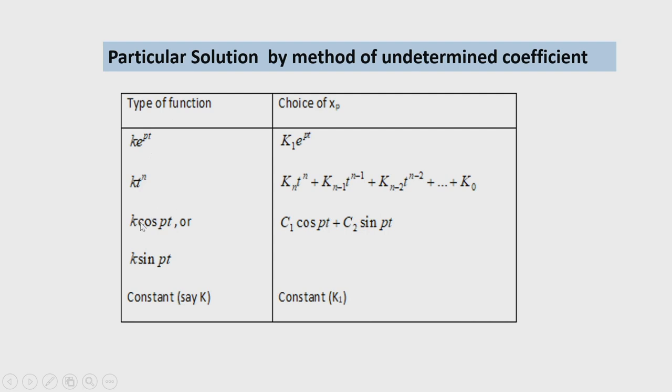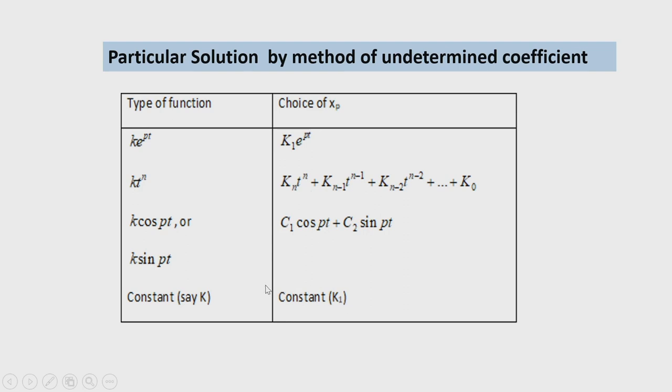Now, in the instant case where the system is vibrated by a harmonic force, we are assuming the function either as a cosine function or a sine function. So, in that case the particular integral can be chosen as c 1 cos p t plus c 2 sin p t. These two trigonometrical functions, cos and sine, will lead you to an expression which will give amplitude as well as phase angle. Then if the forcing is a constant force, the choice of x p will also be a constant.